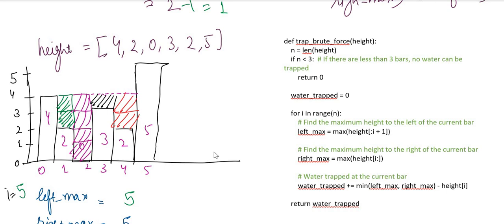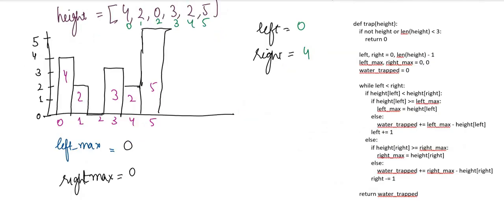Every time we are calculating left max and right max, so this approach is taking order of n square time. There is one more approach which is better than this. Let's see that approach now. What we are going to do in this new efficient approach is, rather than finding max by using the max function, we are updating the count of left max and right max.